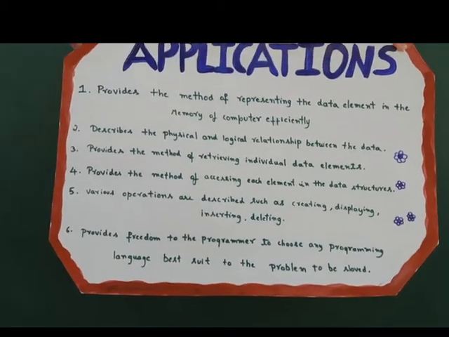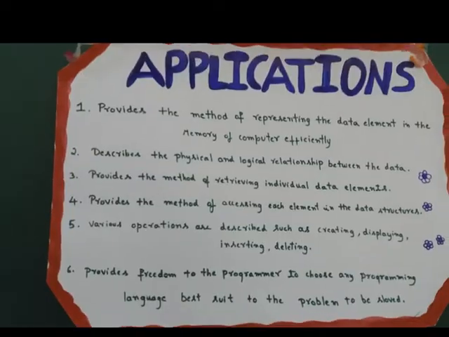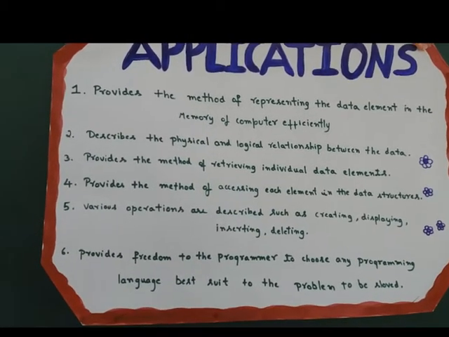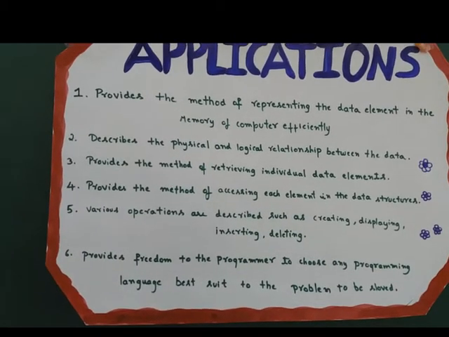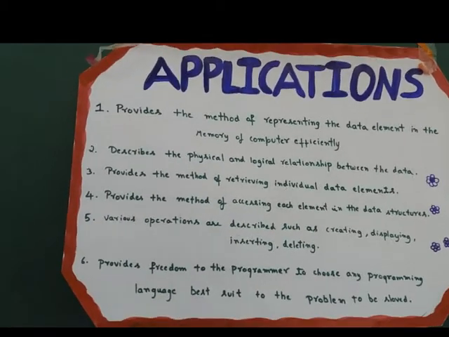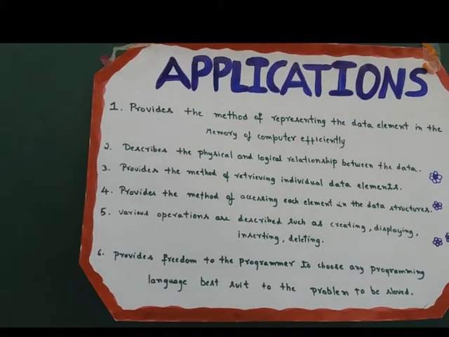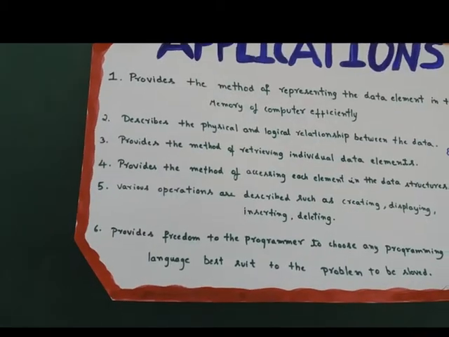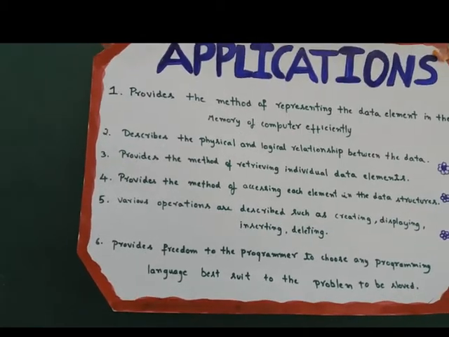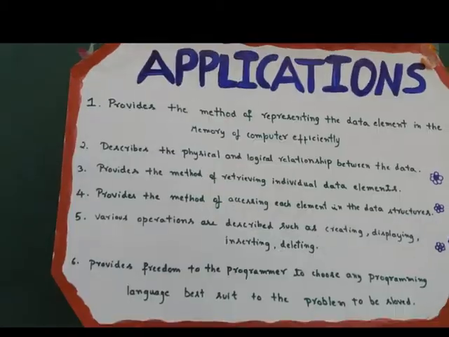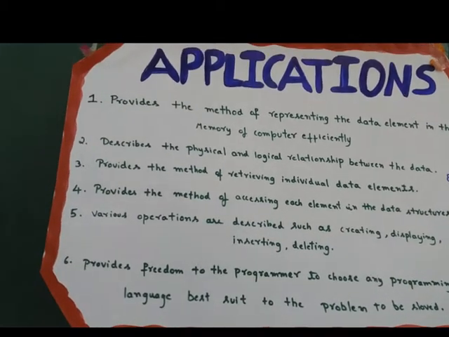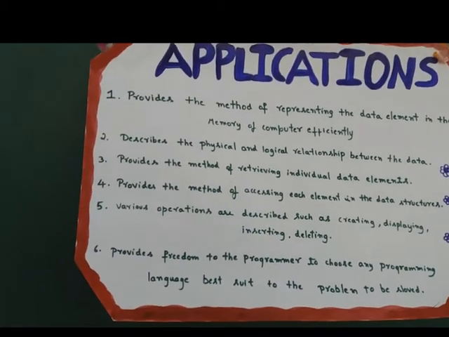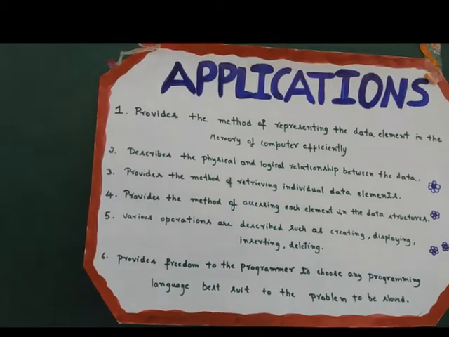Second, it describes the physical and logical relationship between the data, and provides a method of retrieving individual data elements, that is, accessing each element in the data structure. So the classification will help us carry out different operations on the elements. Various operations are described, such as creating, displaying, inserting and deleting, which we usually see or implement in a data structure. It also provides freedom to the programmer to choose any programming language that best suits the problem to be solved. Whichever data structure we implement should be done in a proper way and used efficiently to solve a problem.